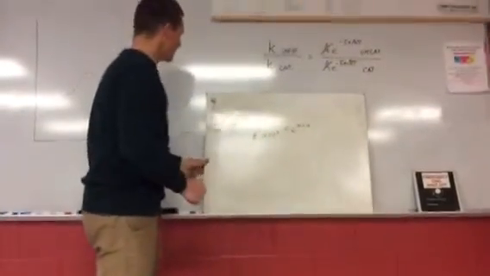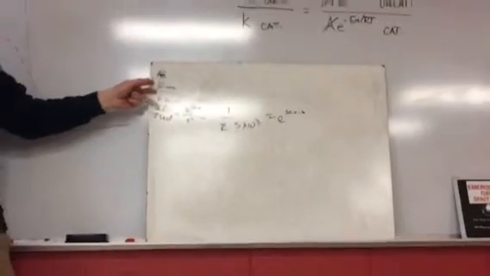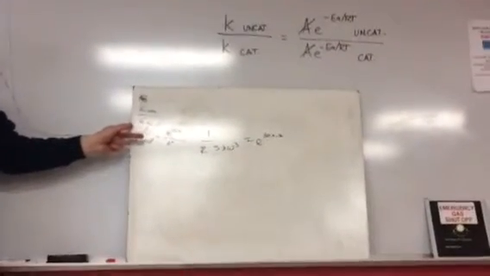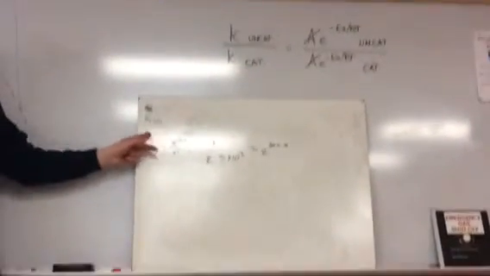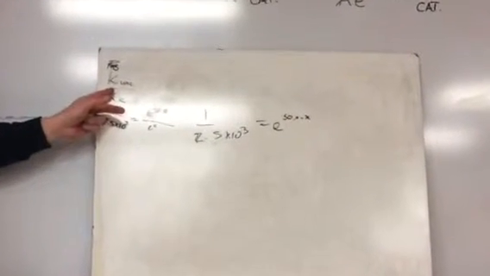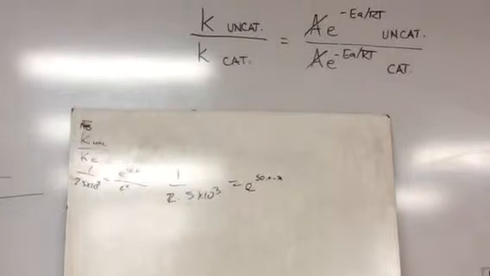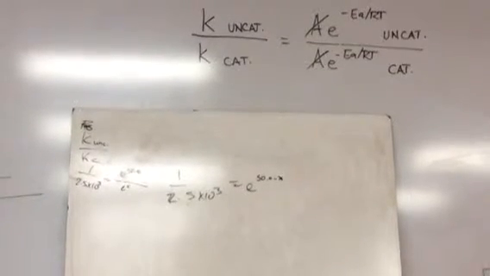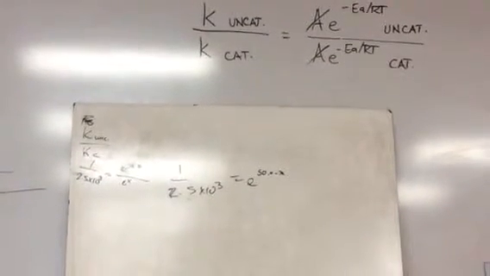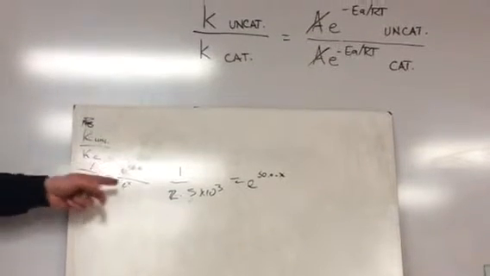How much does this look like that? Zoom in. So you put K of uncatalyzed over K of catalyzed. That's a 1 to 2,500 ratio, right? Because this term is 2,500 times bigger than that term. 2,500. Never mind, I'm sorry. It's 2,500.